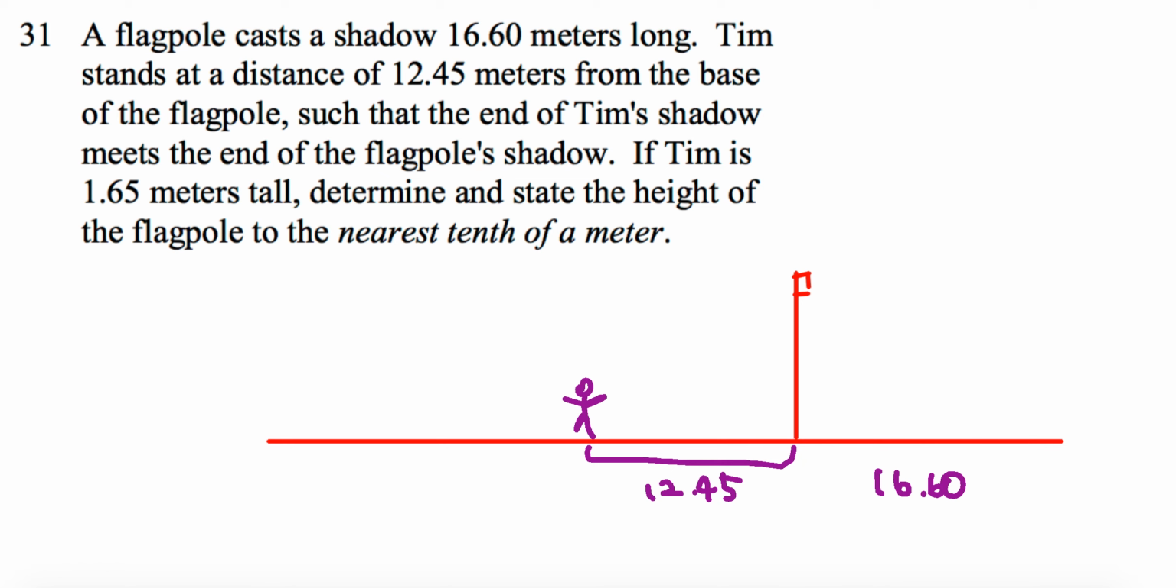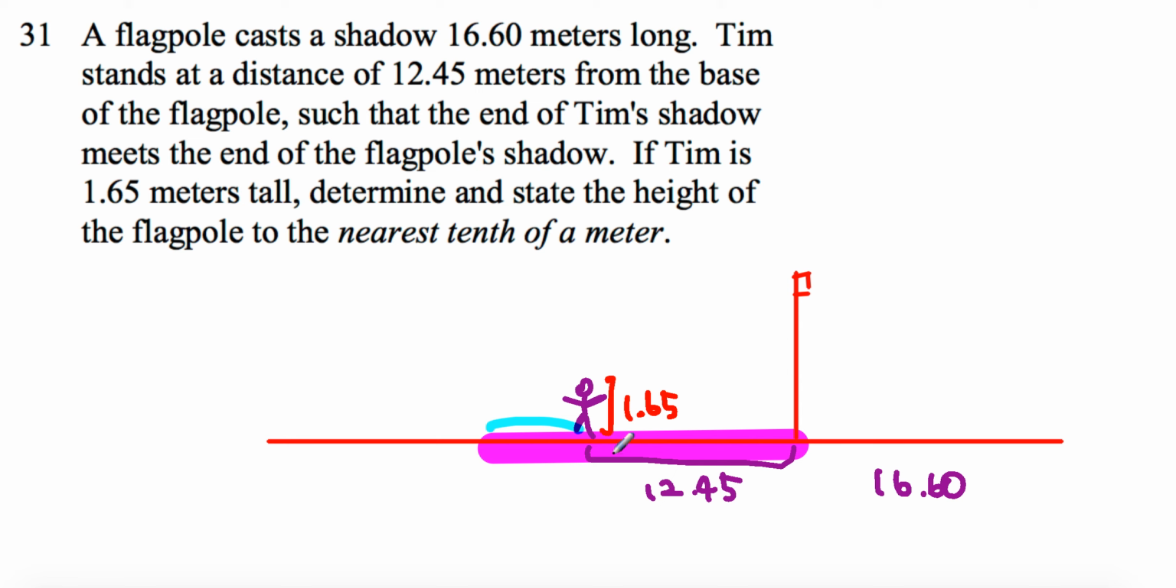Maybe I'll just draw a longer one on the same side, just to see a bit better. And then his shadow will be the same location. Now, if Tim is 1.65 meters tall, so here we get Tim is 1.65 meters tall. Determine and state the height of the flagpole.